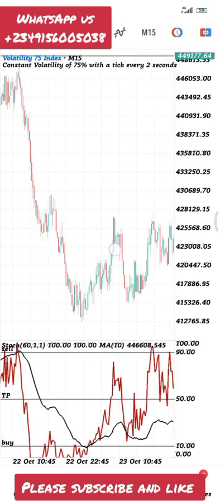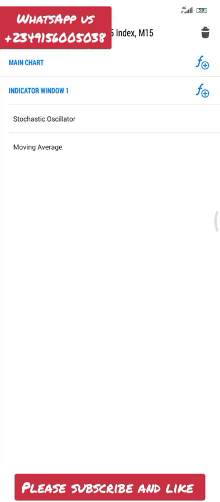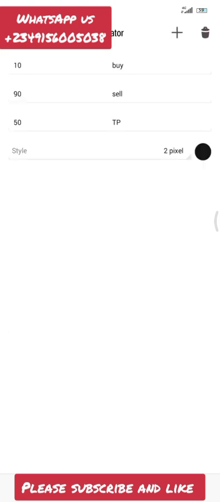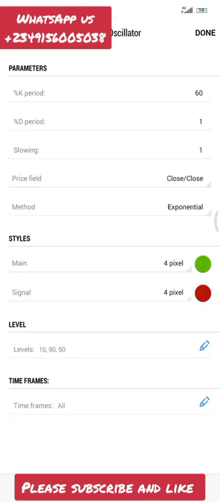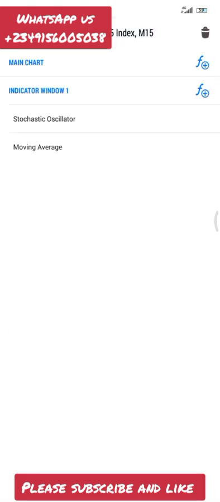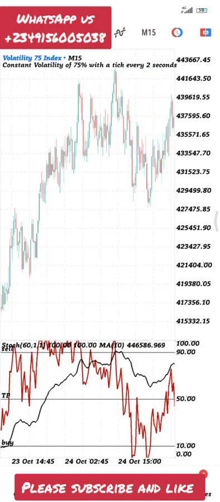And here is the setup for this very video. The stochastic: we have our K period to be 60, our D period should be 1, slowing should be 1, our price should be close, our method to be exponential. You can see our styles, the green and red. Their levels are 10, 90, and 50. Then our moving average: our period should be 10, shift 0, exponential, applied to close. Then the style is 4 pixel of black. So these are the powerful setup for this very strategy.